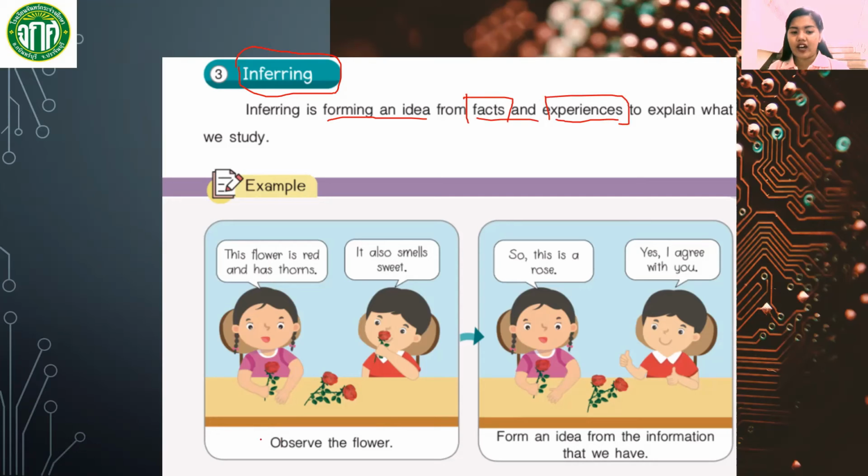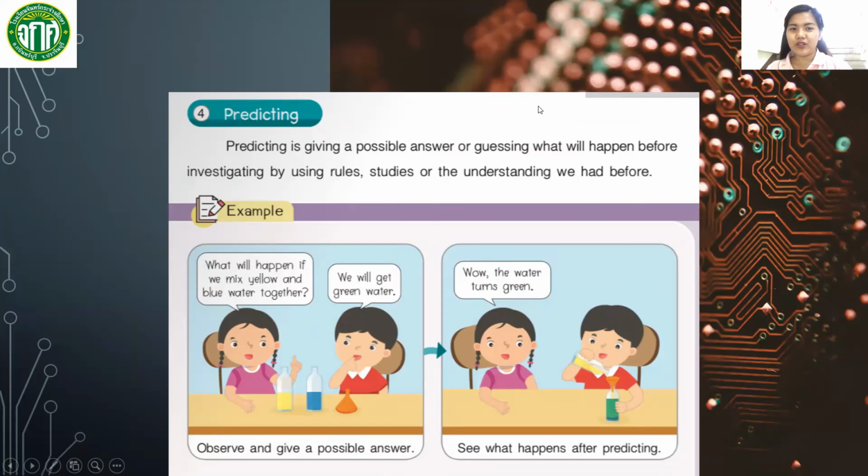Observe the flower. This flower is red and has thorns. It also smells sweet. Since they have observed that the flower has thorns, its color is red, and it also smells sweet, they've come up with an idea that this is a rose. And so the boy says, yes, I agree with you. So let's continue.